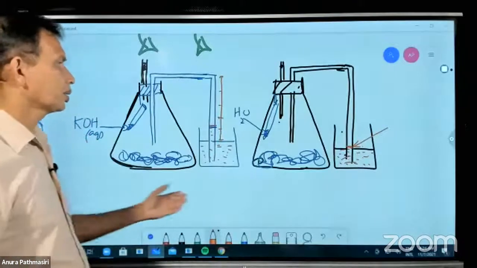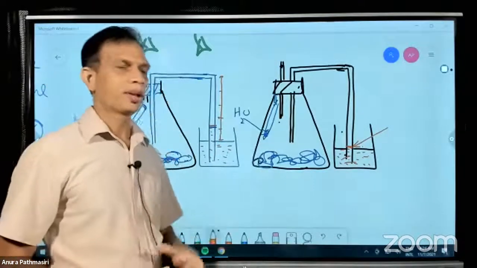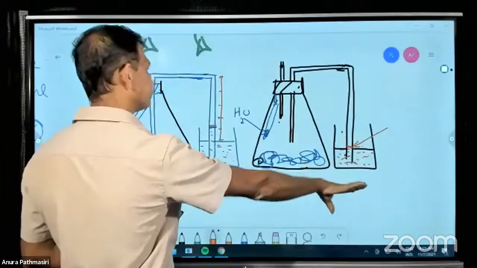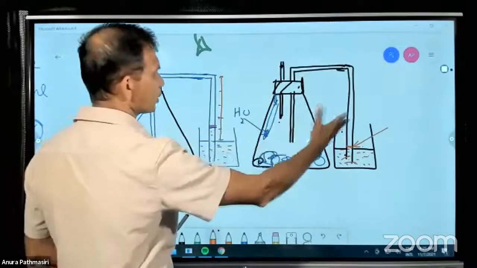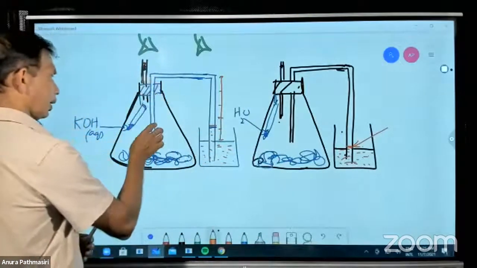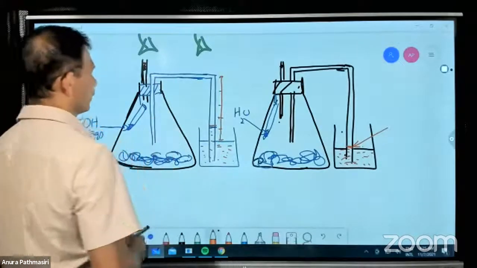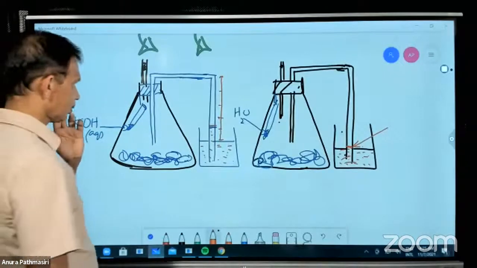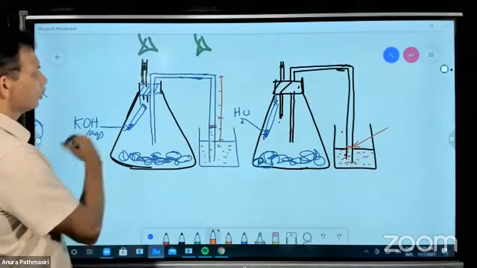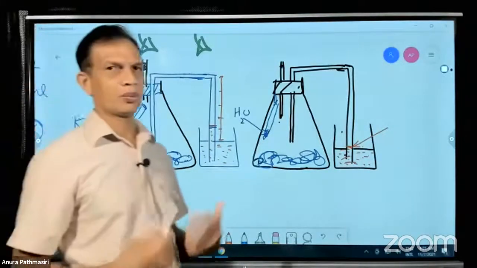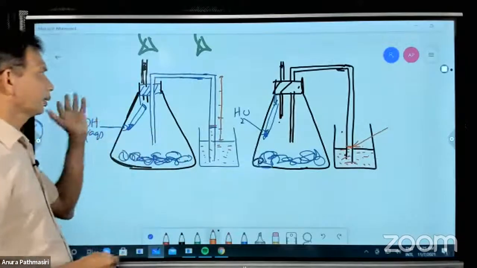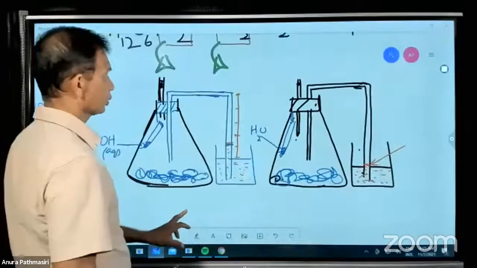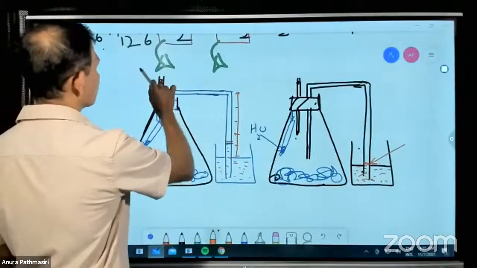And I told you that this is actually a controlled experiment. This is the control setup, where everything is given. And this is the experimental setup. In the experimental setup, we avoid carbon dioxide. Why is carbon dioxide removed? What is the reason for removing carbon dioxide? Well, this is the story of this experiment.